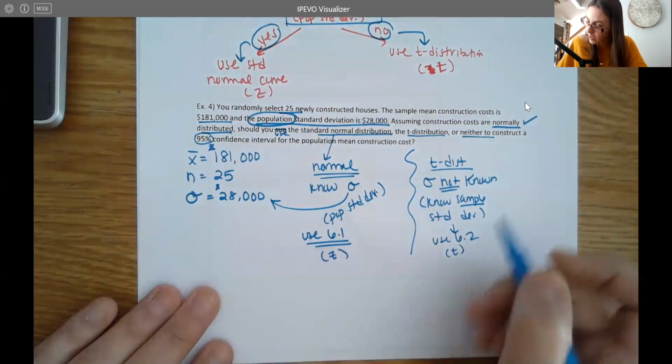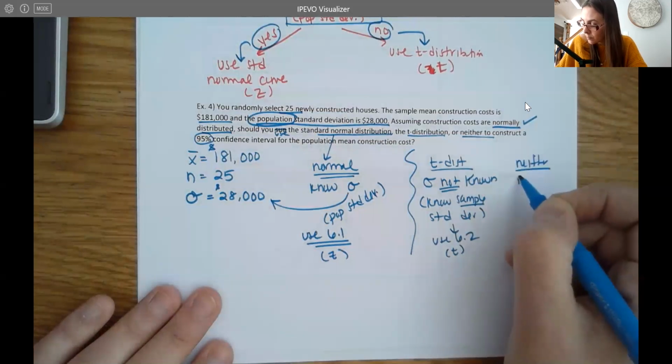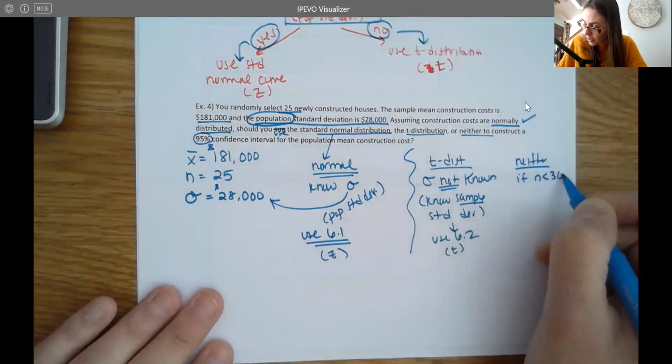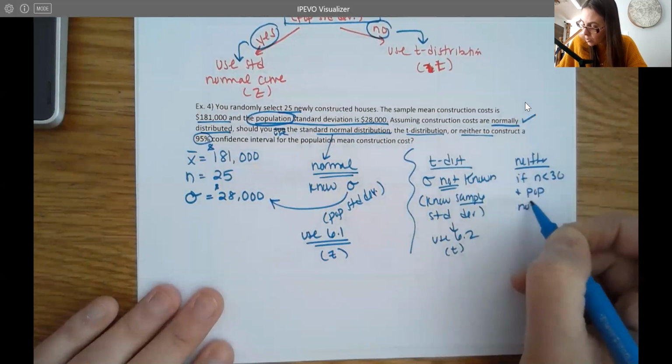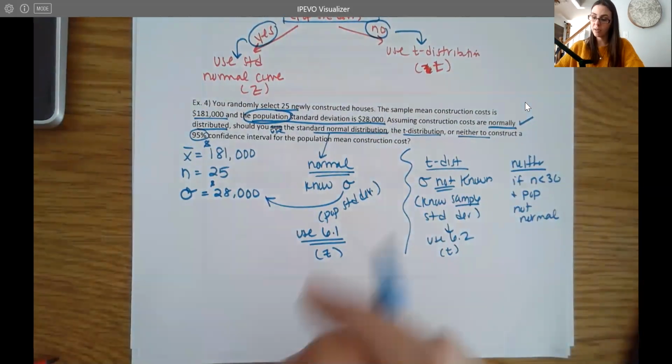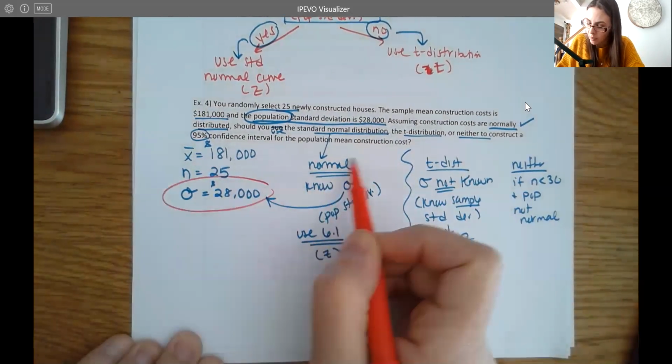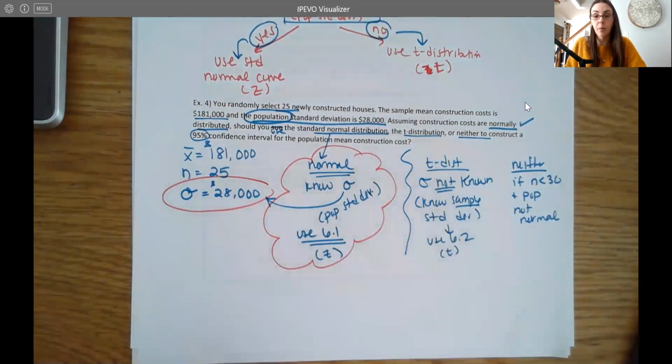You would say neither if n is less than 30 and the population is not normal, because you can't use the formula; it wouldn't meet the first restriction. Or if your sample isn't random. So for our example here, because we know sigma, we're going to go back to 6.1 and use those formulas. Instead of using t values, we can use the z values, which is a little bit easier because we know most of the common ones already.